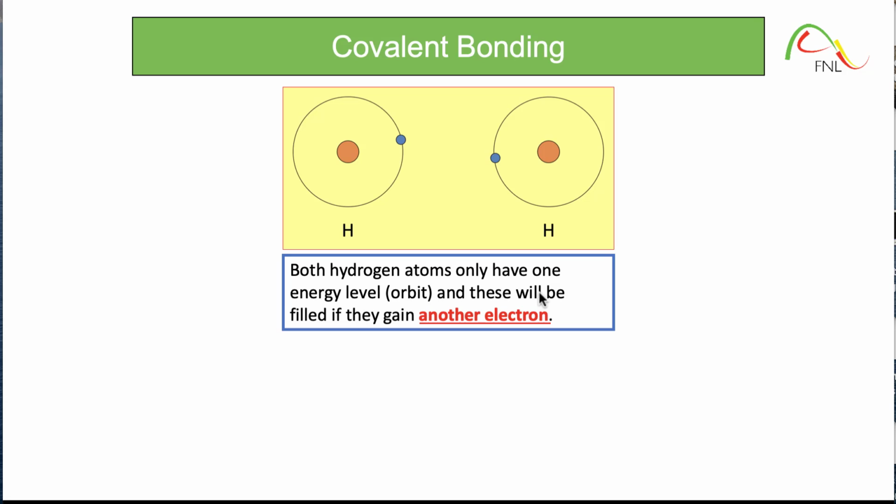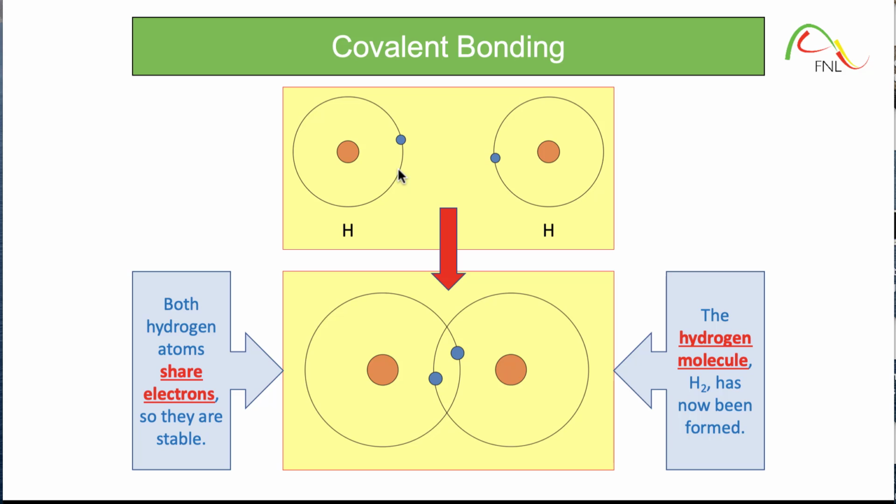I've got 3 examples for you. Here's the first one, and it involves hydrogen. Now, hydrogen atoms only have one energy level or orbit, and in that orbit they've got one electron. In order to be stable, they've got to gain a second electron. What happens is two hydrogen atoms share electrons. So this one here has got 1, 2 in its outer shell. This one here has got 1, 2 in its outer shell, and that's achieved by sharing. So both hydrogen atoms share electrons, so they are stable. And what we've got is a hydrogen molecule. H2 has now been formed.